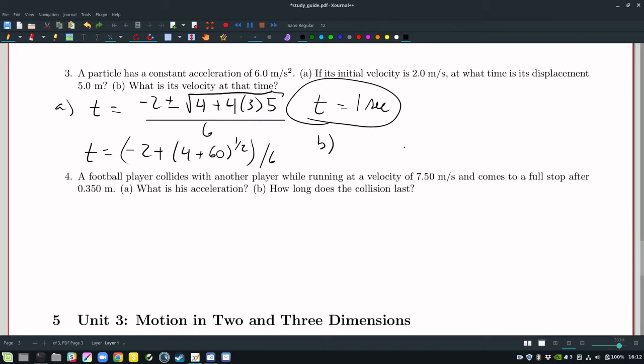Now B, the question is, what is the velocity at that time? We can use a formula from the kinematic memory bank. The v final is equal to the v initial plus the acceleration times the time. Now the initial velocity is given as 2 meters per second. We know the acceleration is 6. That's also given. We've just found that t is equal to 1 second, so v final is equal to 2 plus 6 times 1 second, and that's 8 meters per second.